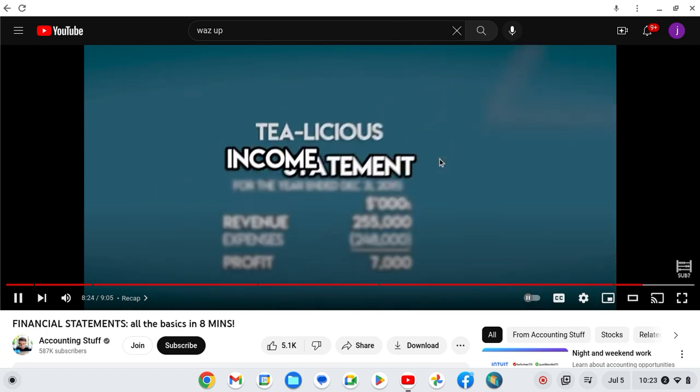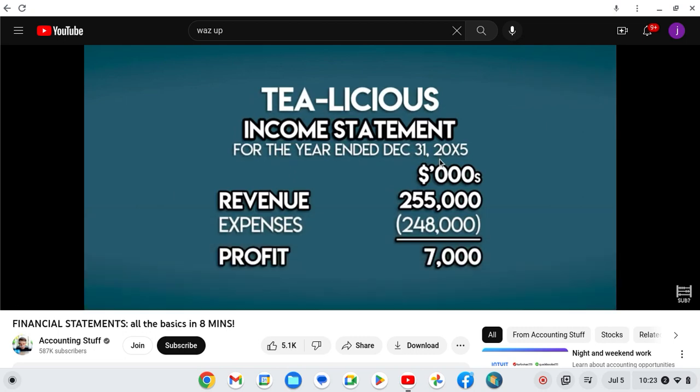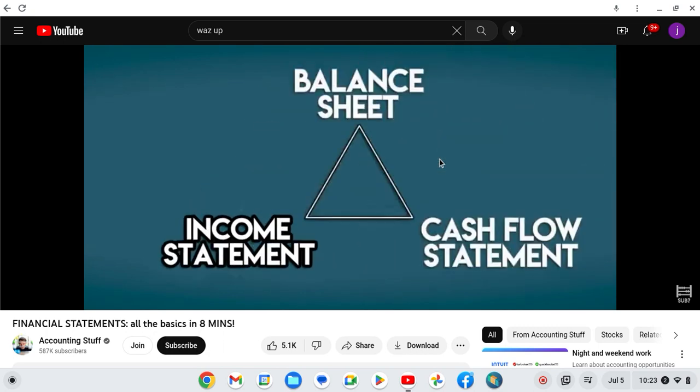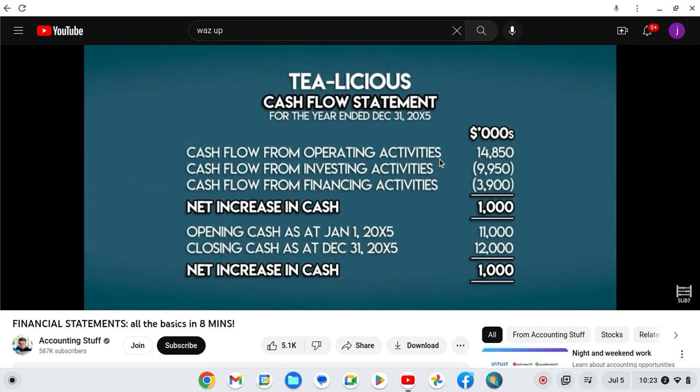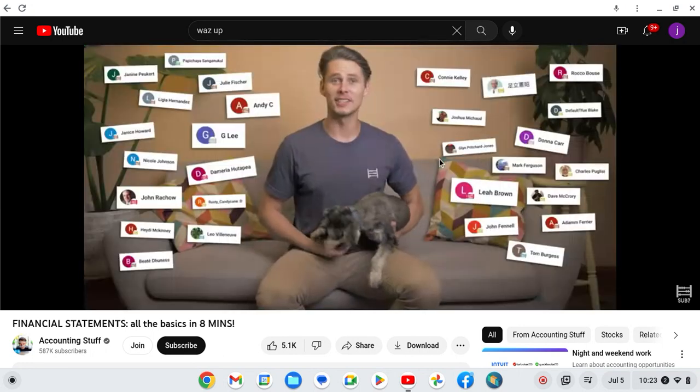And then we have the income statement, which shows us a business's revenues and expenses over a period of time. I've made videos and cheat sheets covering each of these financial statements.